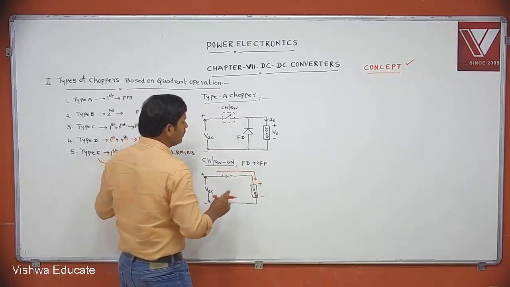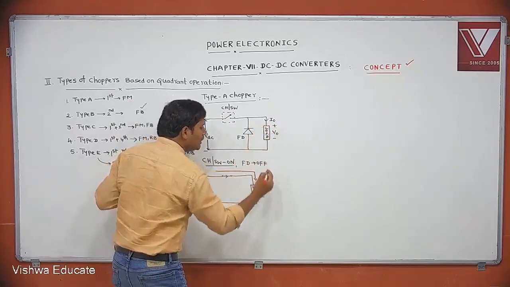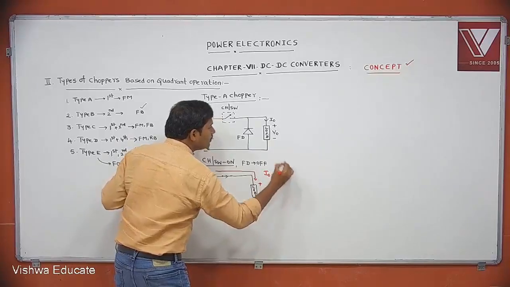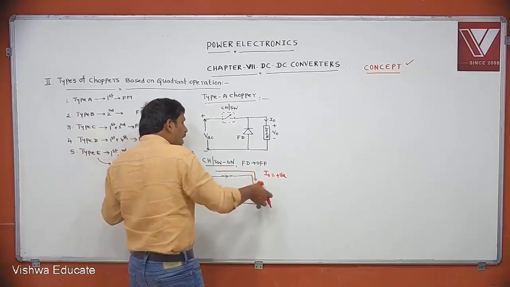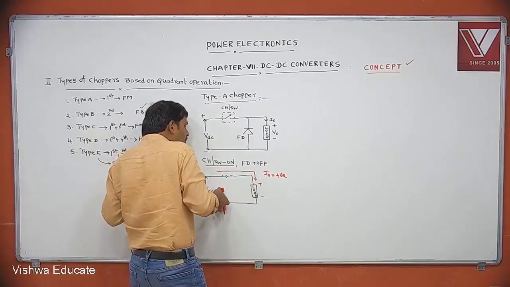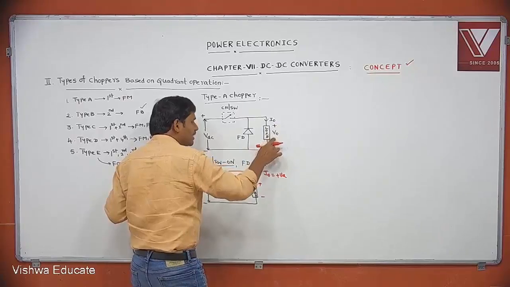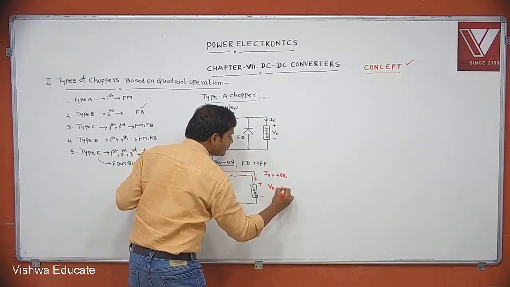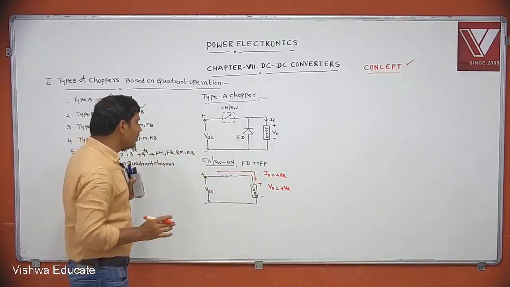Now the current supplied to the load is in the same direction as assumed. That's why you take I naught as positive. If the chopper is on, I naught is positive. Then the voltage supplied to the load has the same plus minus polarity as assumed. Take V naught as positive. But one operation is nothing but one on and one off.